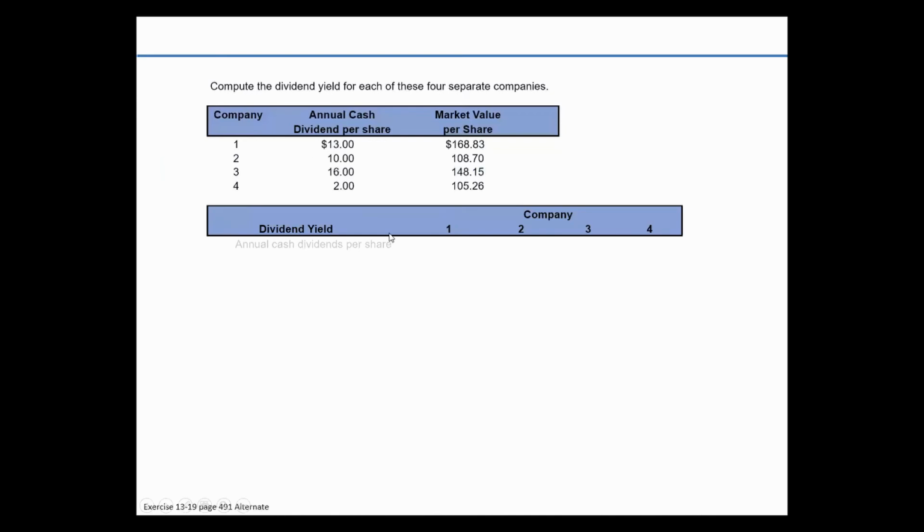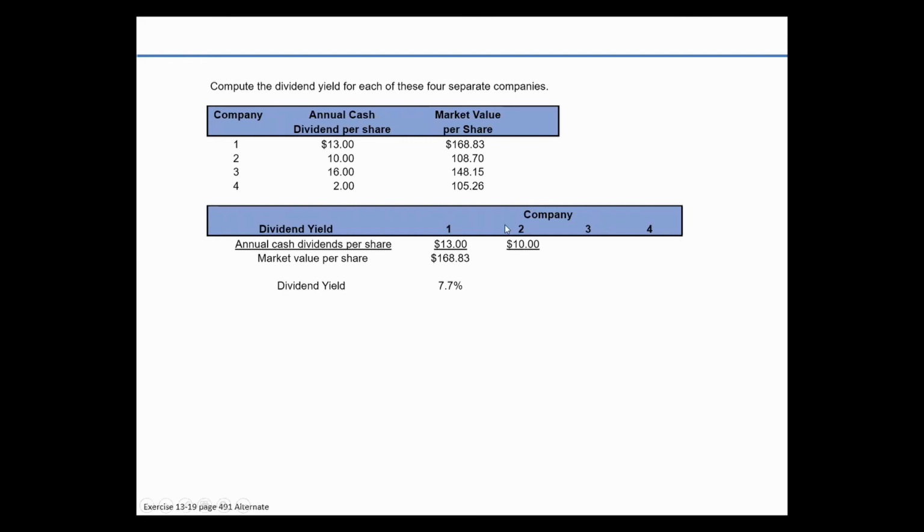Next, we will calculate the dividend yield. To calculate that, it is the annual cash dividend per share divided by the market value per share. And so for company number 1, the annual cash dividend per share is $13. Divide that by the market value per share of $168.83. That gives us a dividend yield of 7.7%.